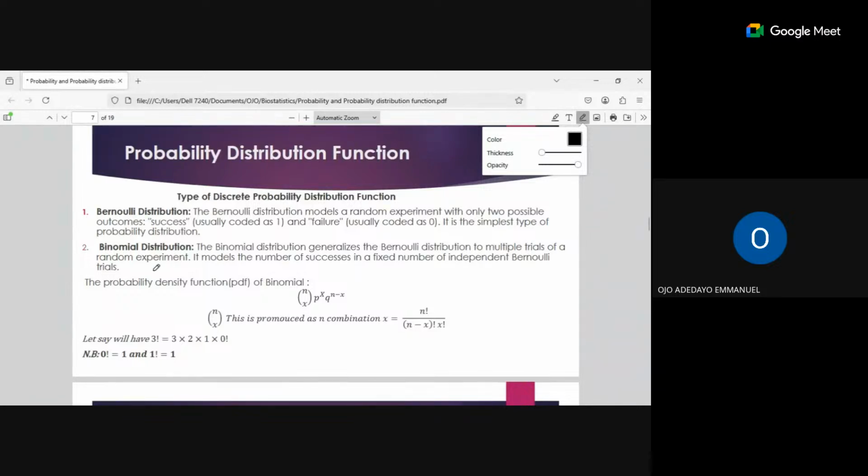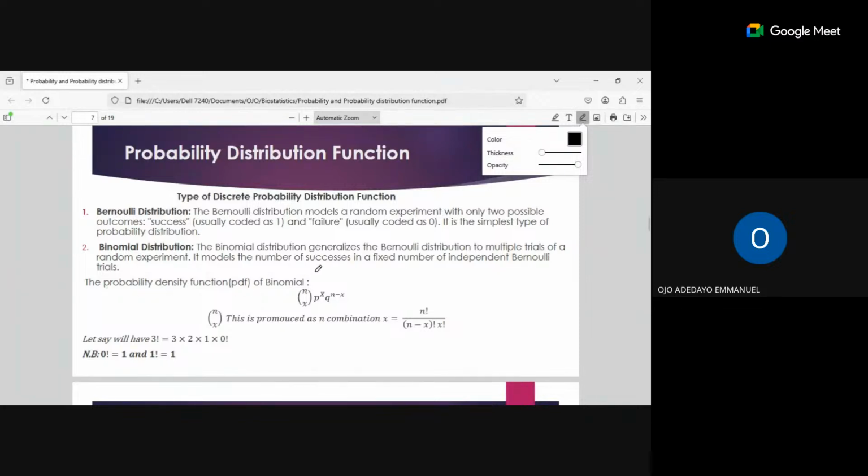Now, the binomial distribution generalizes the Bernoulli distribution to multiple trials. That is, your trials must be more than 1 of a random experiment. It models the number of successes in a fixed number of independent Bernoulli trials. I told us that the outcome is just 2. But when you now perform the experiment more than once, we have what we call a binomial distribution. It's very, very important.